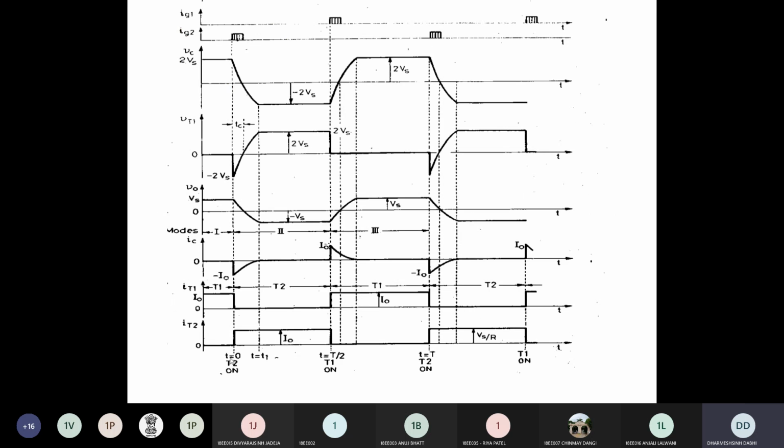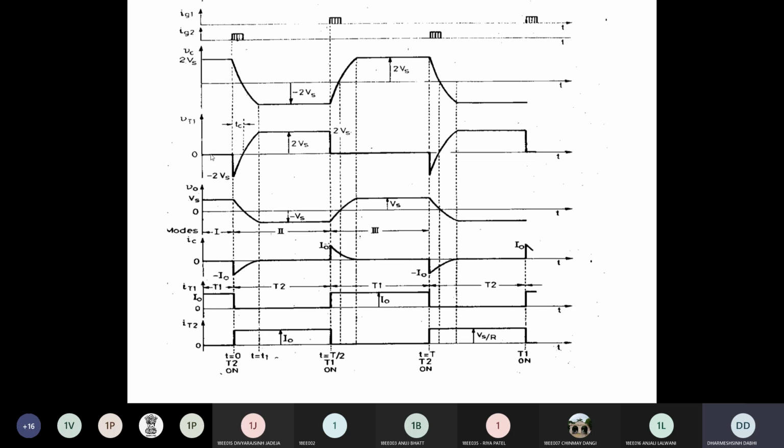So this is the t is equal to 0 instant. Here the mode is before t is equal to 0, it means t less than 0. At this instant you can see that the voltage across the capacitor is already charged to 2 Vs, so it is a constant 2 Vs. This is the capacitor voltage. The second waveform is the voltage across thyristor T1. As you know, when thyristor T1 is conducting there is no voltage, it means 0 voltage. You can see that.